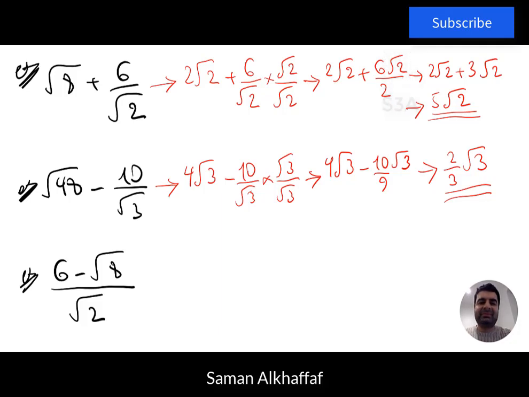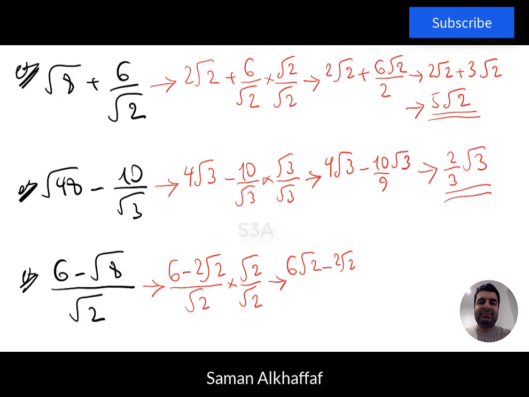In this example, we have 6 minus root 8 over root 2. So first we'll try to find a common root, which is root 2. So first we'll try to simplify root 8. So we have 6, take away 2 root 2 over root 2, which now we can multiply by the conjugate, root 2 over root 2. Now the 6 will be multiplied by root 2, minus 2 root 2 by root 2 over 2 root 2 multiplied by 2 root 2, that will give us 2.